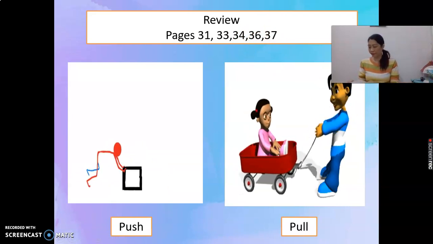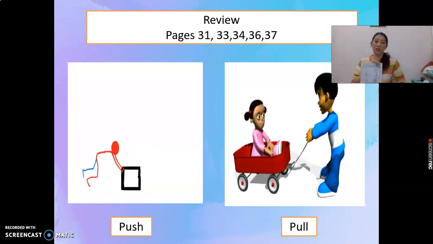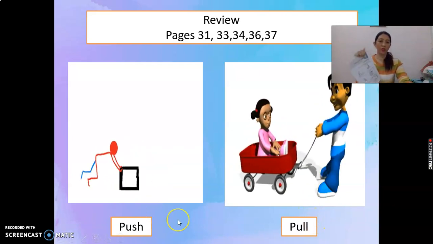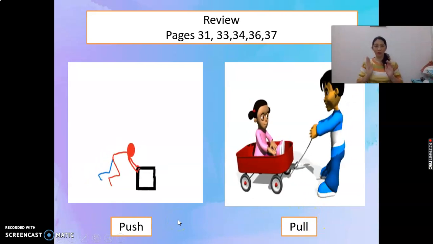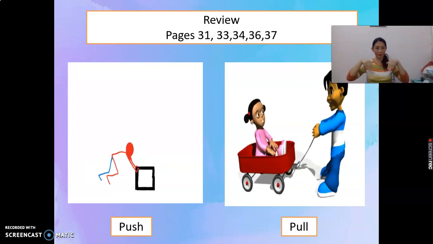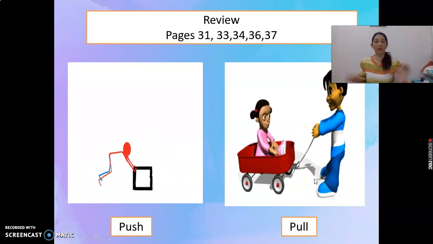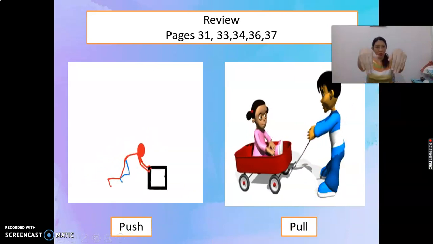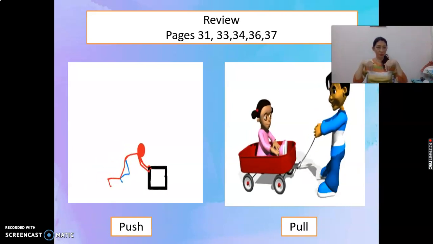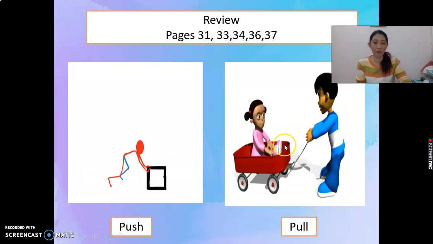The first is page 31, which is push and pull. When you say push, when you say pull, this is push and this is pull. This is an example of push and this is an example of pull.